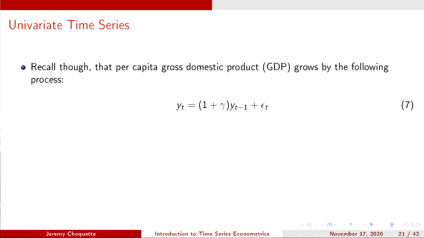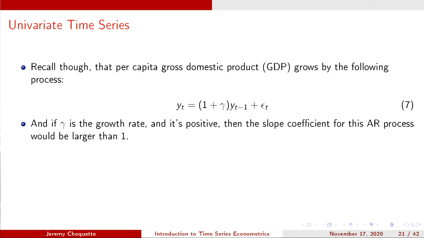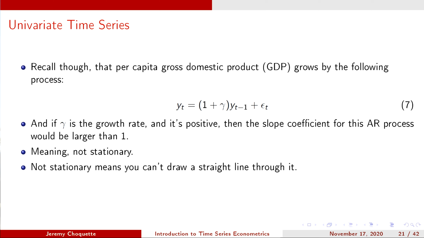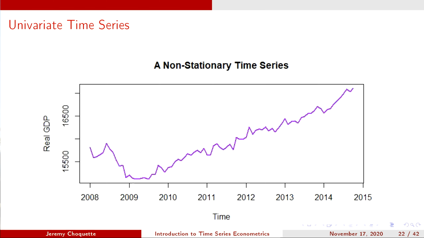But remember, gross domestic product grows by the following process. 1 plus gamma times what GDP was last time, plus now we're introducing error, that epsilon t. But if this gamma is the growth rate and it's positive, then the slope coefficient for this AR process would be larger than 1, meaning it's not stationary. Not stationary means you can't draw a straight line through it, meaning there's no stationary mean, there's no constant variance, and it would actually look like this. All right, that's not very good, is it?